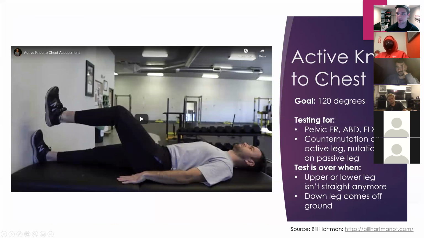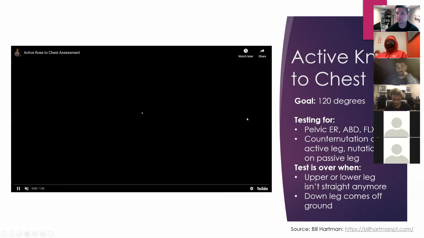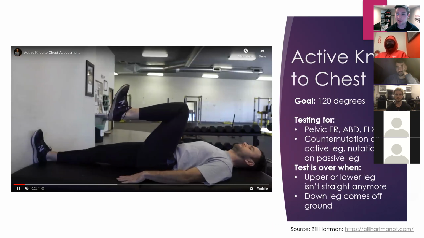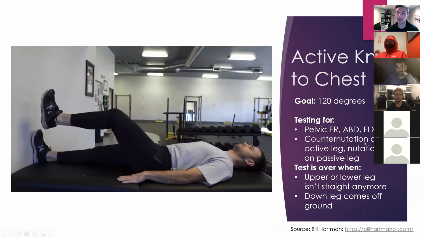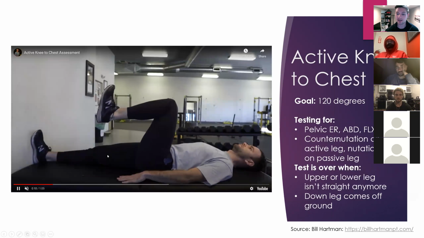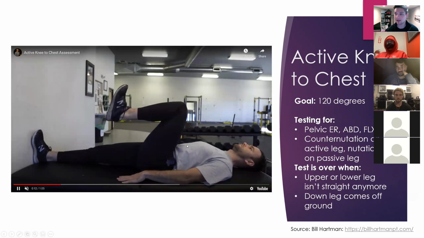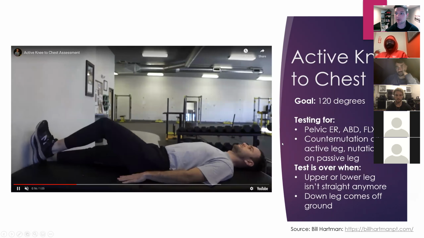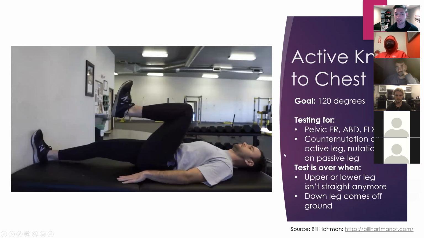Active knee to chest is one that I use with pretty much everyone. I think this is a fantastic test. It's assessing external rotation, abduction, and flexion. The key here is to make sure that the passive leg is staying flat on the ground, because the active leg is going through more counter nutation, where the down leg is going through more nutation, hip extension.